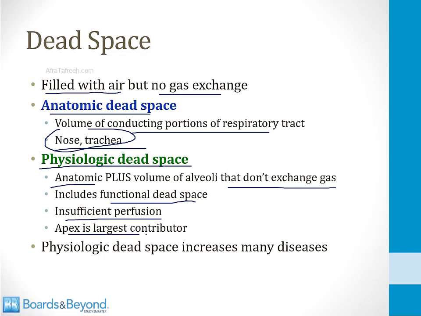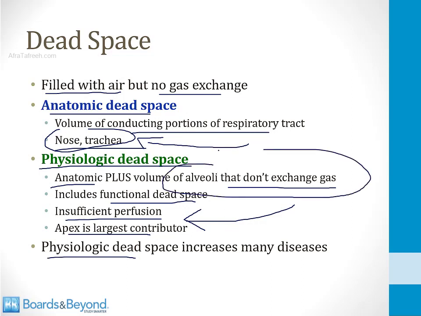The apex is the largest contributor, and we're going to talk more about this later in this video. But the bottom line is that we have parts of the lungs which have alveoli but don't exchange gas like they should, and they add to our dead space. And as we'll also talk about later in this video, the physiologic dead space increases in many diseases. Obviously, you're not going to increase the volume of your nose or your trachea in disease, but you could increase the number of alveoli that don't exchange gas, and that will increase your physiologic dead space.